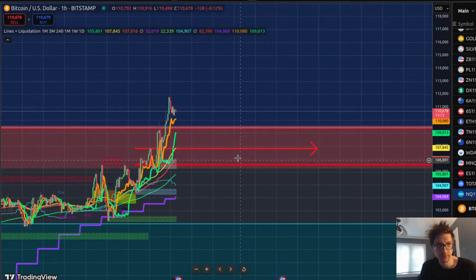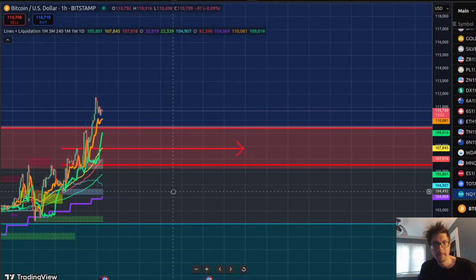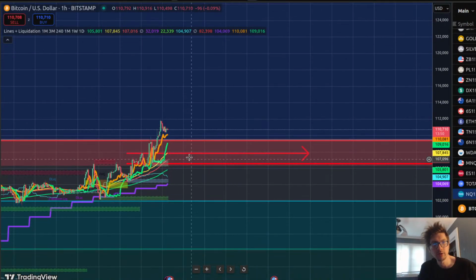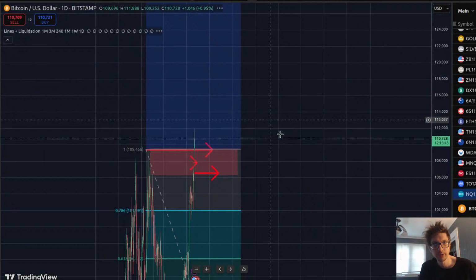And if we do, then we're going to be testing this level as support. And then if we blow past that, we're going to be testing this level as support. More or less like right here, or like right here. Like right where I'm moving it right now, where the tops of these candles are, or like right there. But yeah, hopefully we don't close below this top red line right here, because that would be the ideal situation.